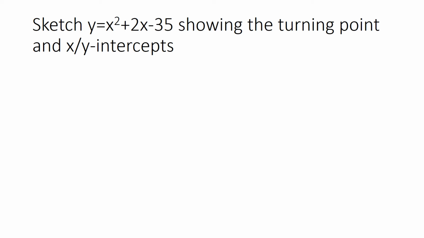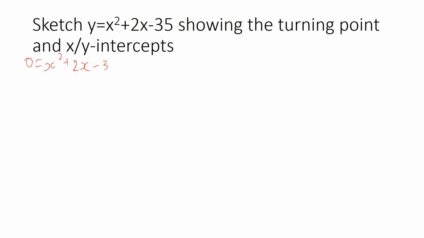Okay, so in this question, we're being asked to sketch y equals x squared plus 2x minus 35, showing the turning point and the x and y intercepts of this. So, first things first, we'll start with the x-intercepts. So, to find the x-intercepts, we set y equal to 0. So we can say 0 is equal to x squared plus 2x minus 35.